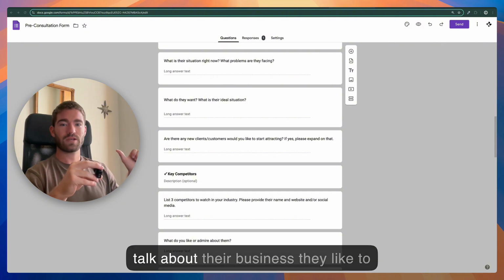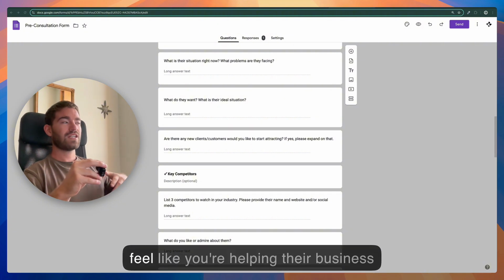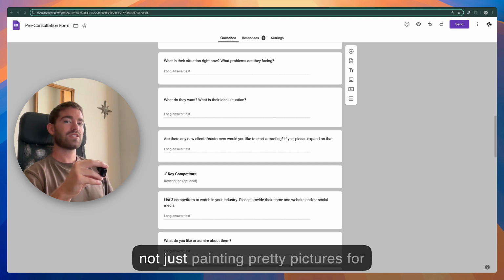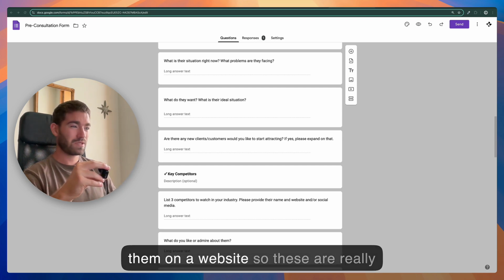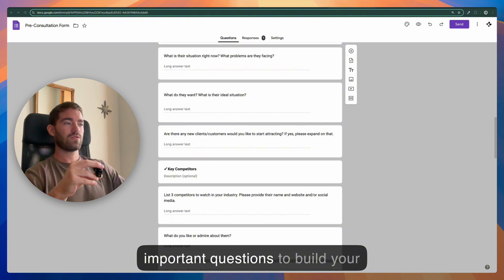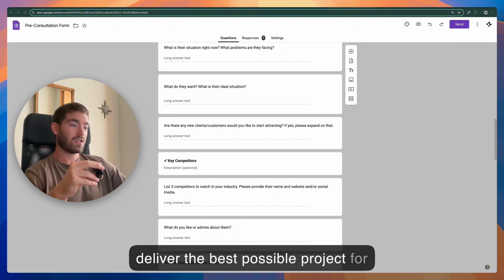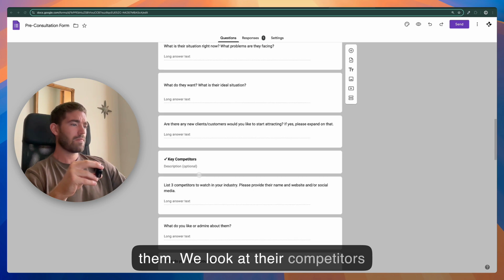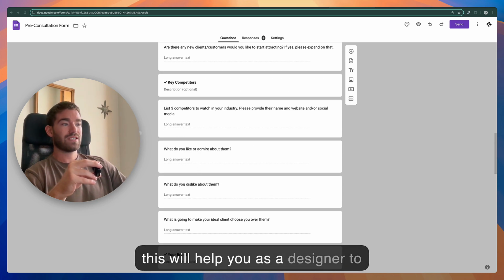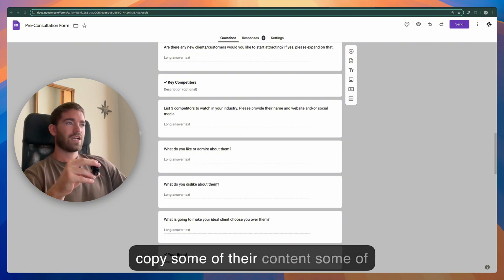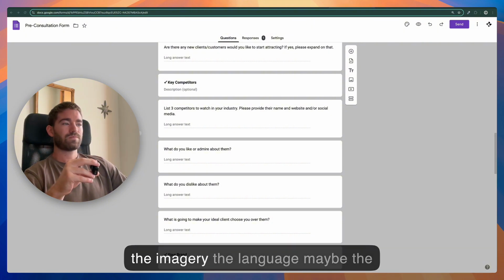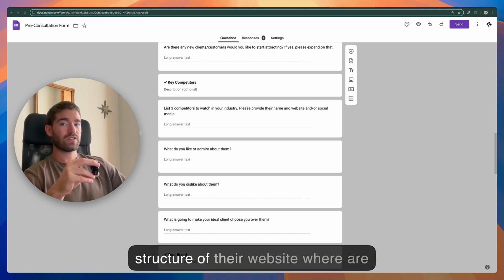Business owners love to talk about their business. They like to feel like you're helping their business, not just painting pretty pictures for them on a website. So these are really important questions to build your relationship with the client, but also to deliver the best possible project for them. We look at their competitors. This will help you as a designer to understand what the big guys are doing in their industry, and you can copy some of their content, some of the imagery, the language, maybe the structure of their website.